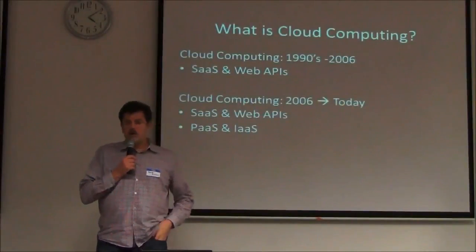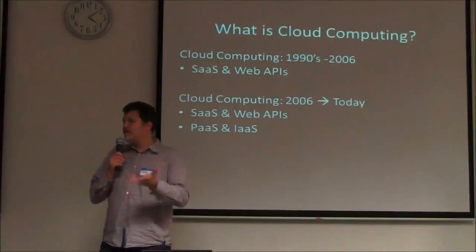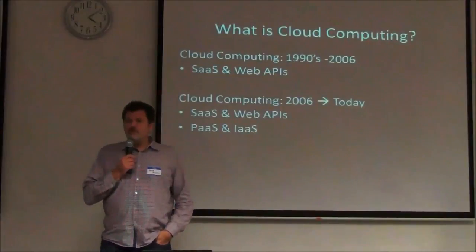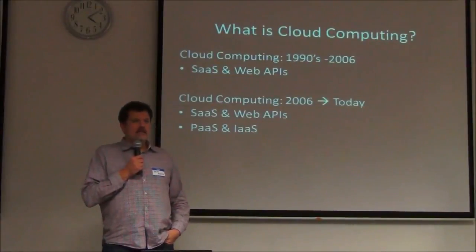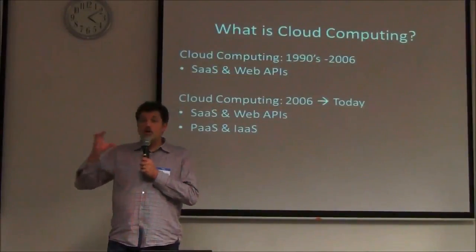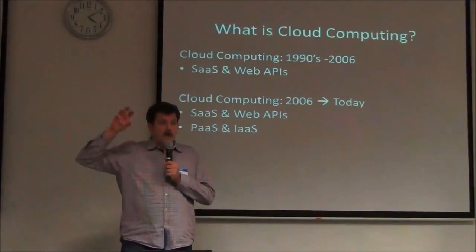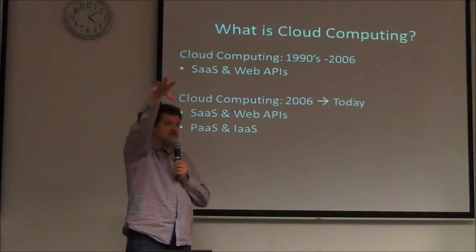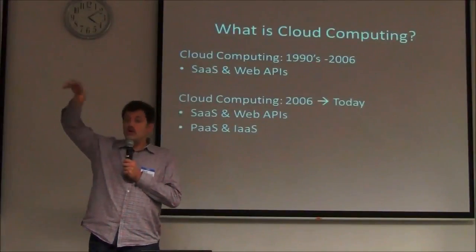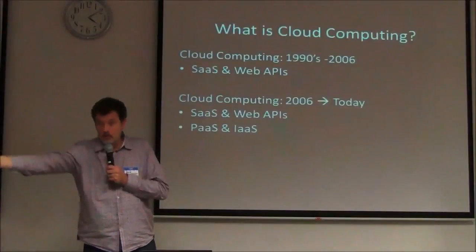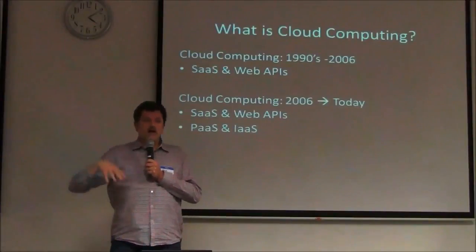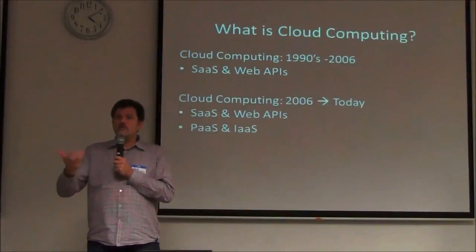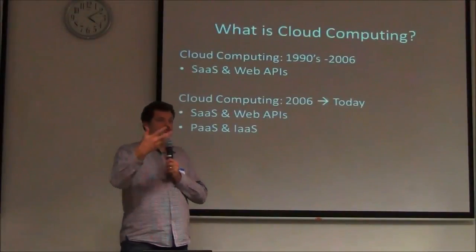Then around 2006, two new forms of cloud computing were created. One we now call platform as a service, and the other we call infrastructure as a service. What made these so different is that you could take your own code, put it in the platform as a service or in the infrastructure as a service, and now offer your own software as a service to other people. Whereas prior to 2006, there was no cloud computing solution to enable you to do that.